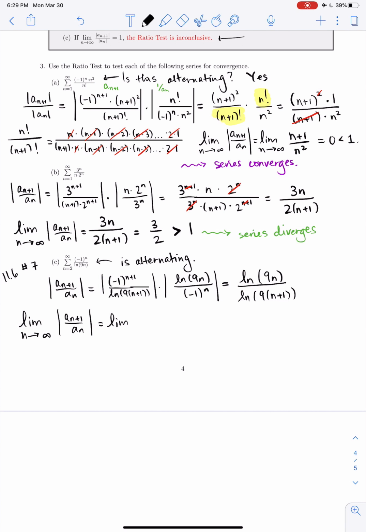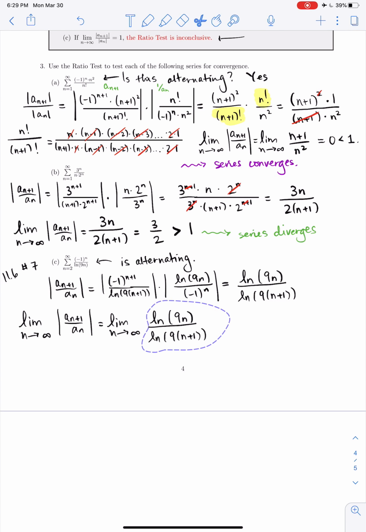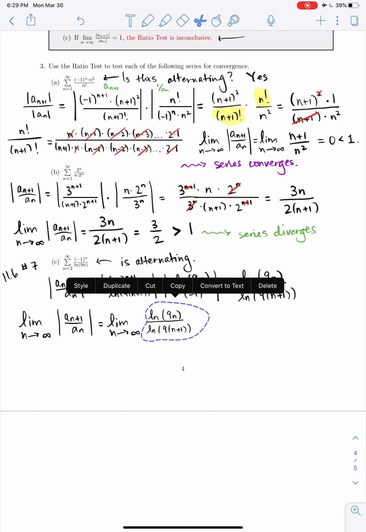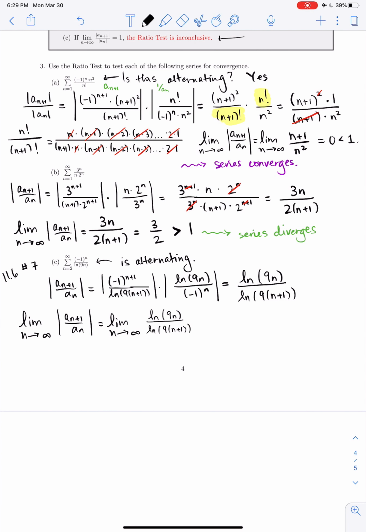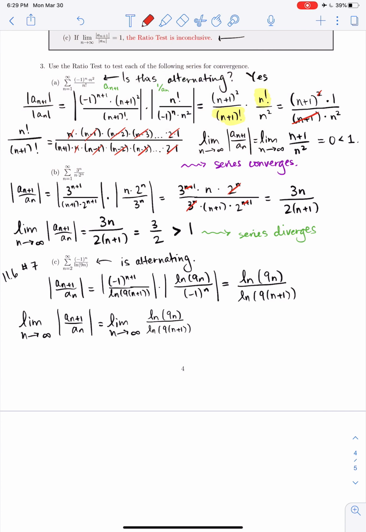So we're computing the limit as n goes to infinity of this expression that we got by reducing the ratio. Okay. Well, what happens here? As n goes to infinity, natural log of 9n is going to go to infinity as well. Natural log increases, and it increases without bound. Similarly then, the denominator goes towards infinity.